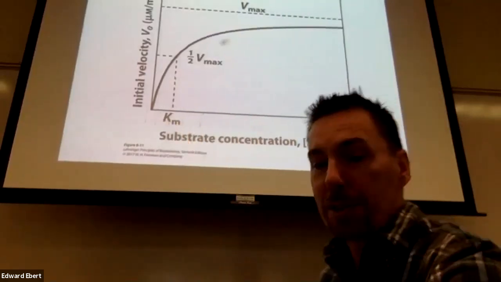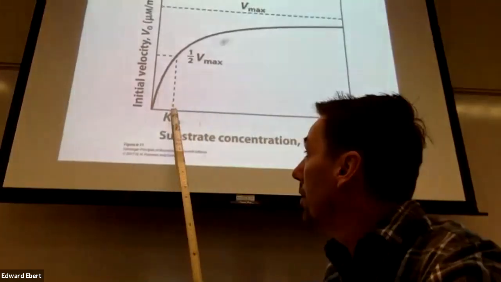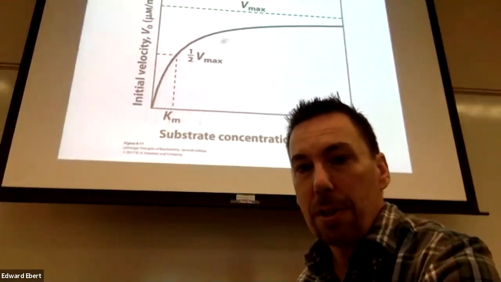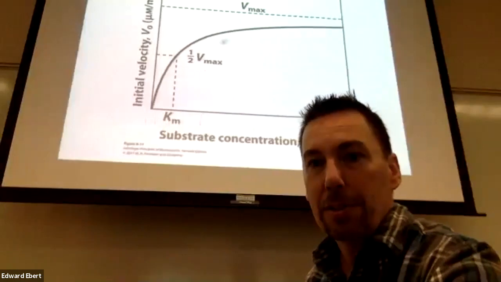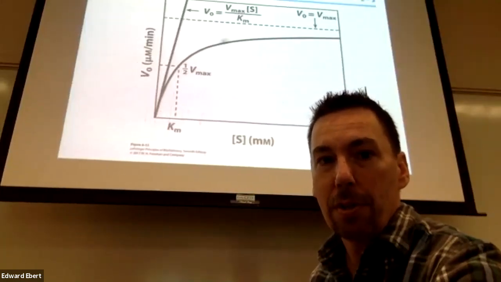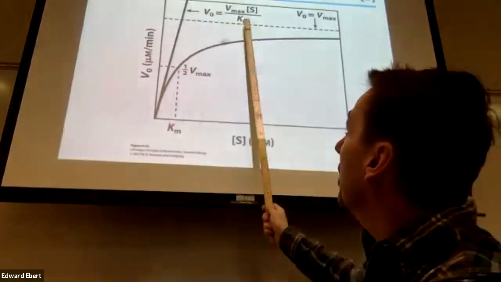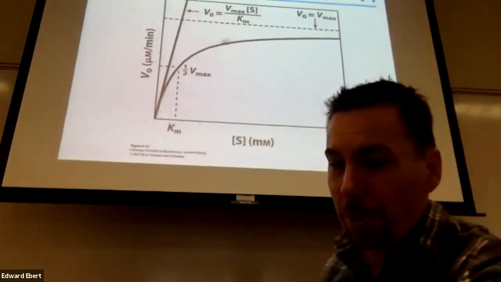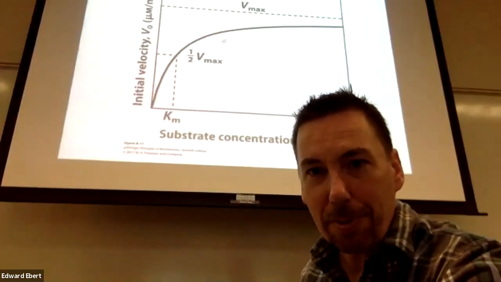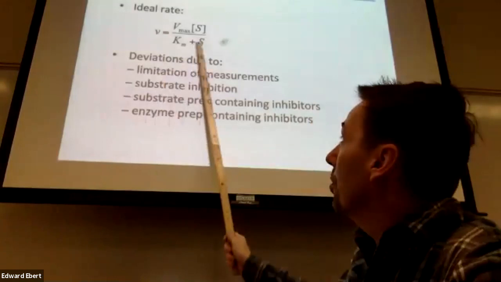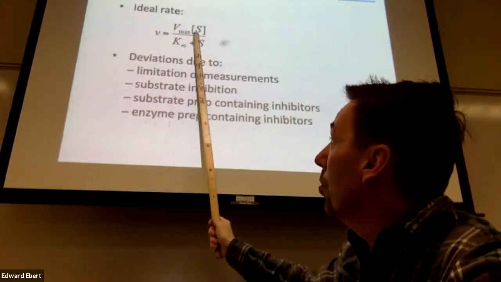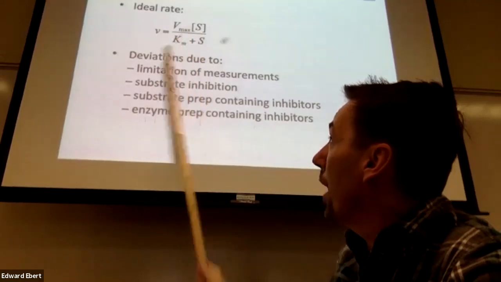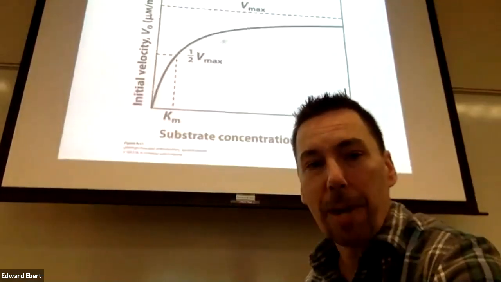What gets very interesting is when our substrate concentration is equal to our Km, we're at half Vmax. So if I go to my equation, when the substrate concentration equals Km, we'll essentially have 1/2 Vmax. You can see the math in there.